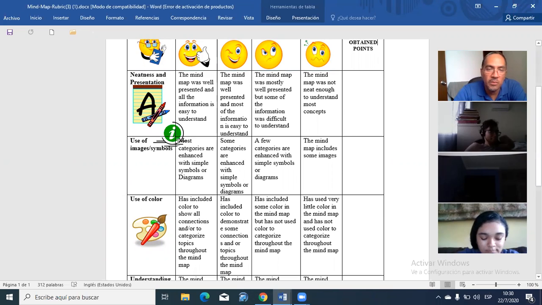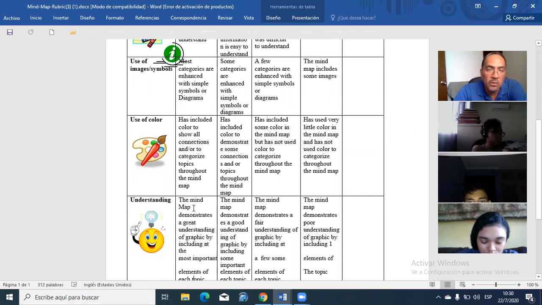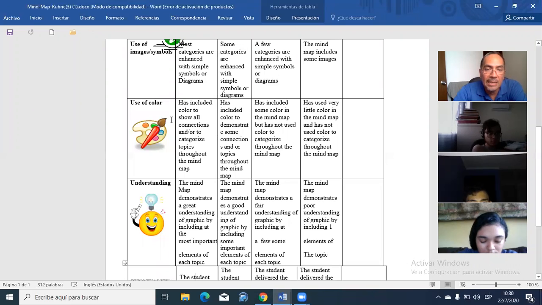I'm just trying to explain what you're supposed to do. So the second one, use of images or symbols. Most categories are enhanced with simple symbols or diagrams and also colors. Colors are another important aspect in a mind map. It says to include color to show all connections and/or to categorize topics throughout the mind map.